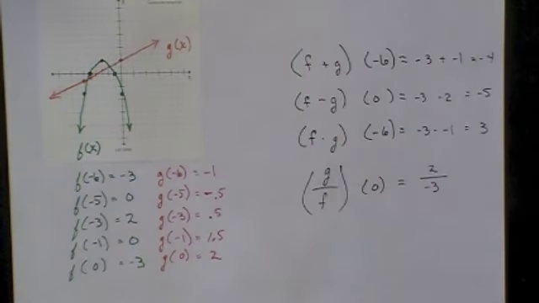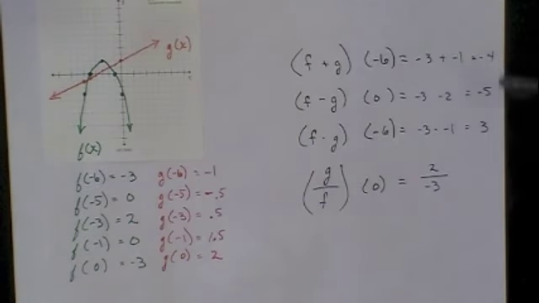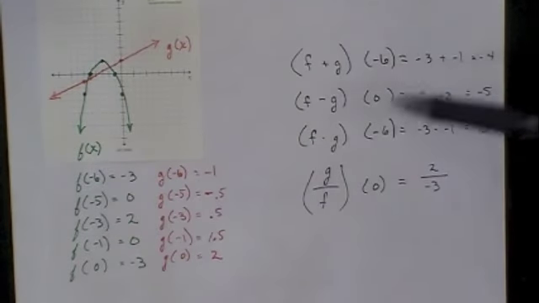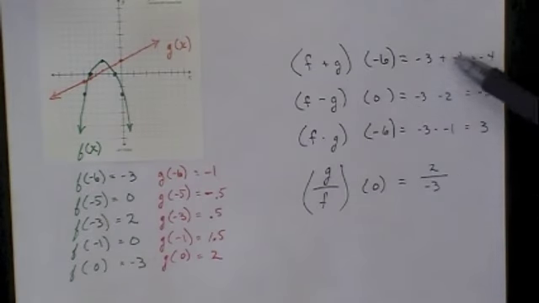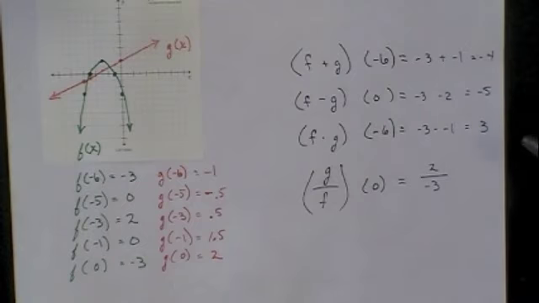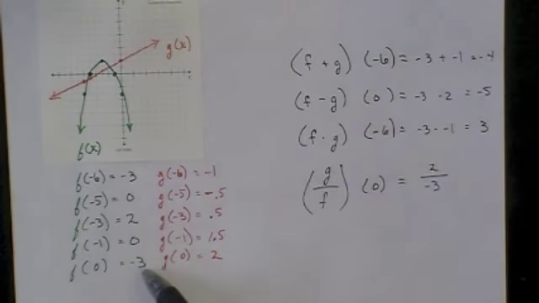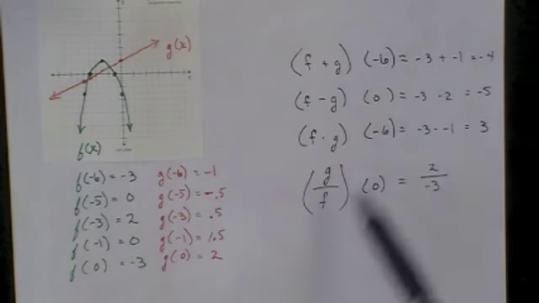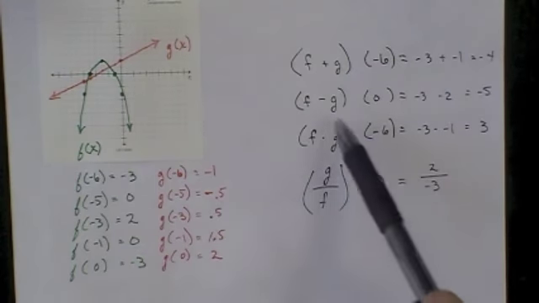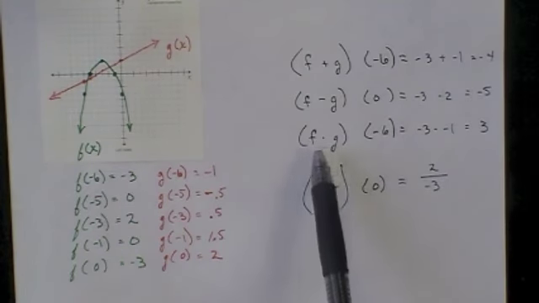Okay, so what we've done for each of these, here we're taking our f value at -6 and our g value at -6. So f of -6 is -3, g of -6 is -1, and then we're adding these, so we get -4. Here we're taking the difference. So f of 0 is -3, and g of 0 is 2, and now we take our -3 minus 2 gives us -5.